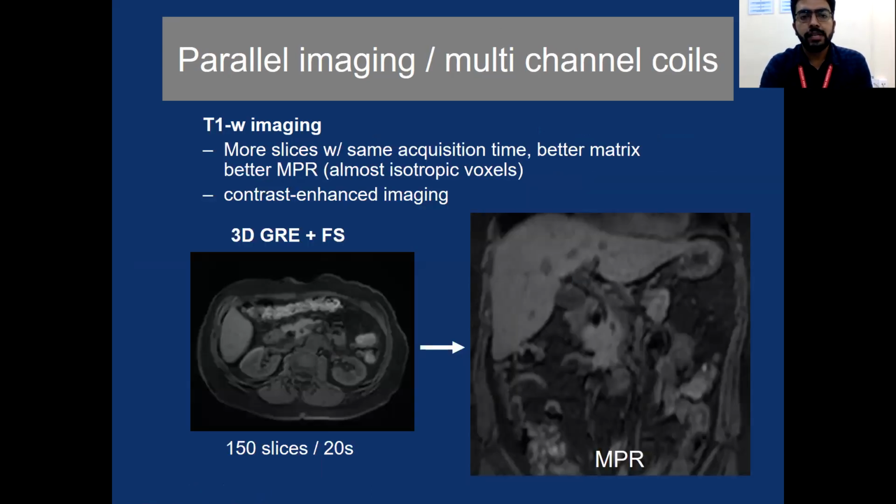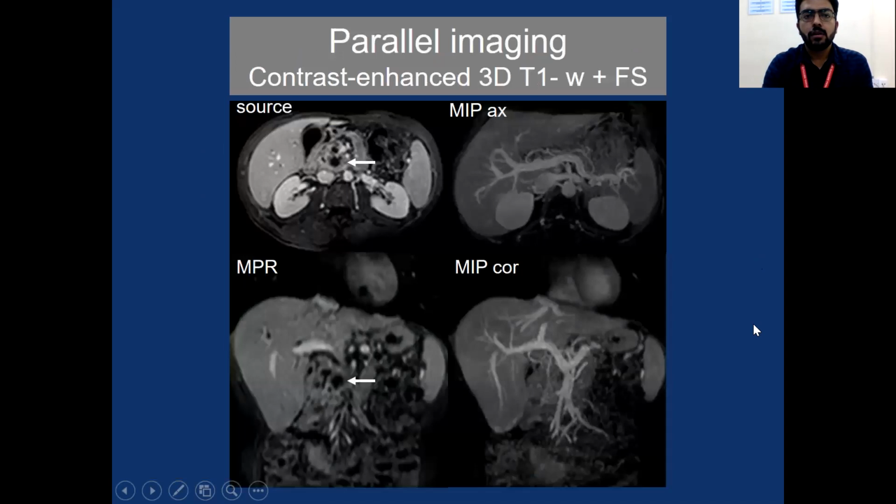So this is 3D GRE plus fat saturated imaging. This is a 150 slice, 20-second sequence. This is the MPR image of that, in which there is fat suppression. This is the source that we take. This is MIP axial, MPR, and MIP coronal that we do. All these sequences come under 3D T1 weighted fat saturation.